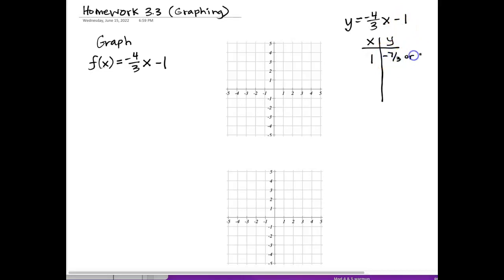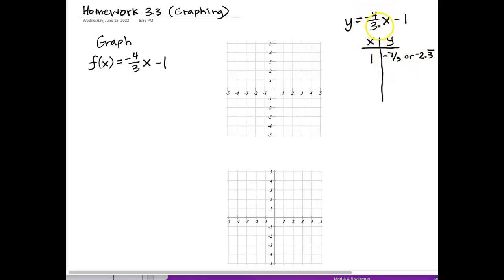Or that's kind of the same thing as negative 2.3333, right? Repeating. Well, that's pretty difficult, right? You're not going to be able to graph it on this grid. And so what I wanted to point out to you here is you want to be able to come up with whole number answers. And how do you do that if you have a fraction here?